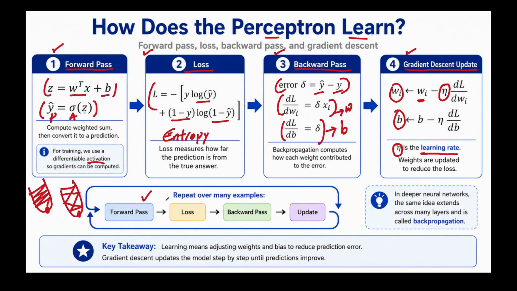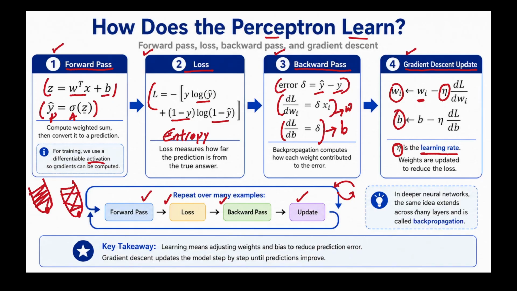Finally, the training loop looks like this: forward pass, calculate the loss; backward pass, update your weights, and repeat this process for as many examples as we have in the training data. Over time, the model adjusts its weights and bias so that the predictions become better.